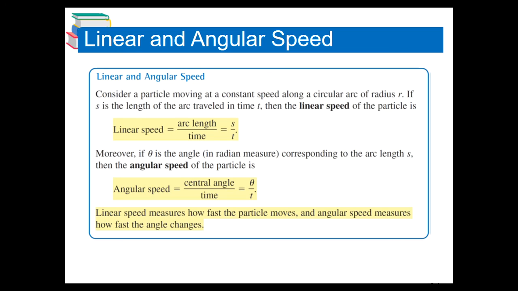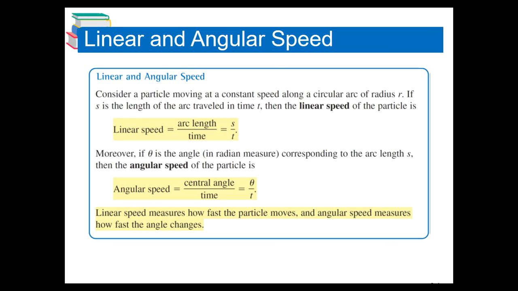Consider a particle moving at a constant speed along a circular arc of a radius. If s is the length of the arc traveled in time, then the linear speed is simply the arc length divided by the time, right? Speed is like miles per hour, which is just how many miles did you drive and how much time. You take the miles and divide it by the time, the hours.